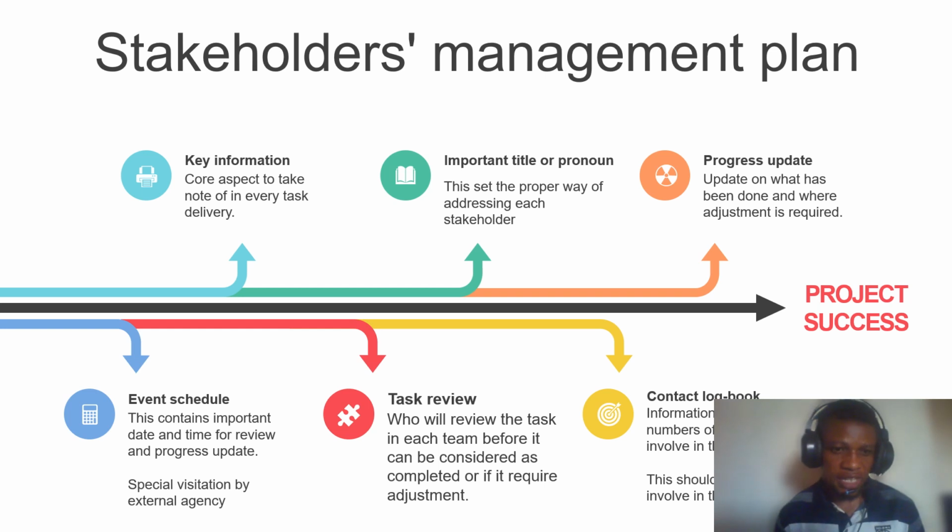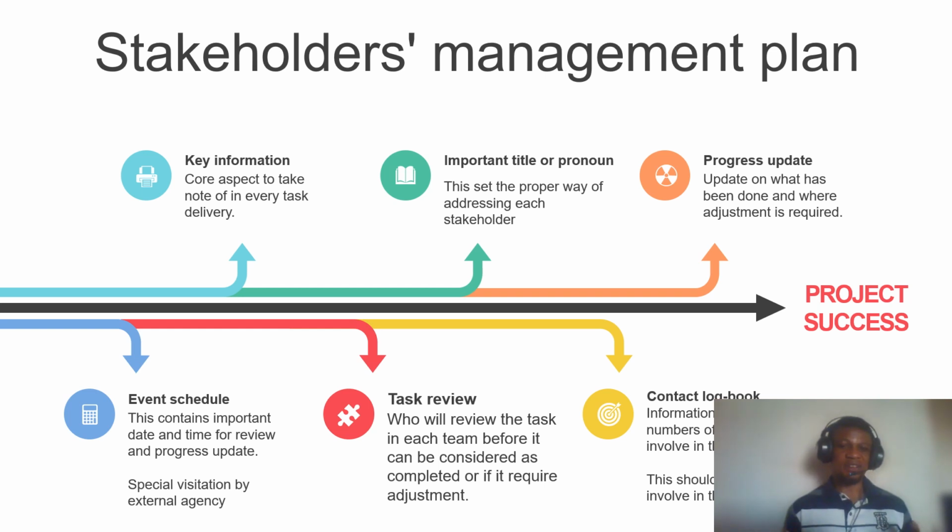So the key thing to note here is to understand the key information, starting from the core aspects to take note of in every task delivery. So every team would have to understand the areas where they need to be mindful of. The project manager will need to communicate with the team head to say these are the areas that are very important that you need to pay attention to. And of course, in the case of fencing, the pillars in between the fence is a very important aspect to take note of.